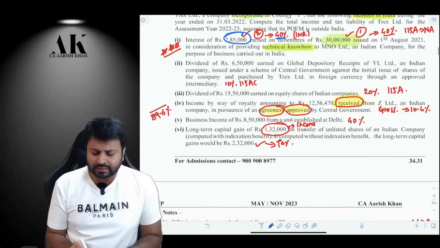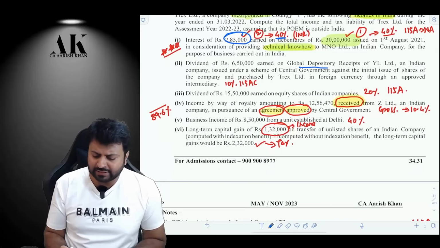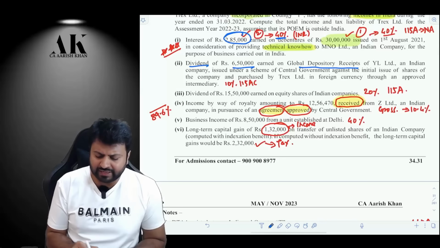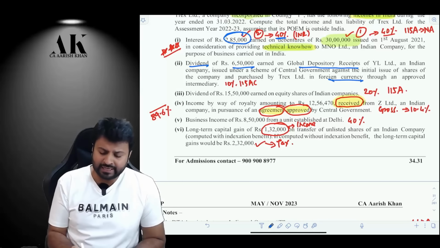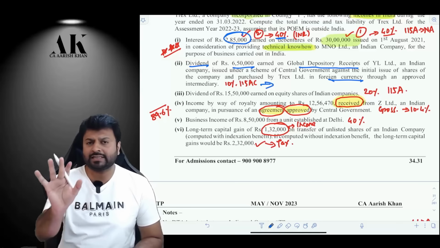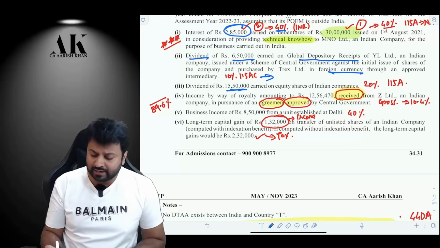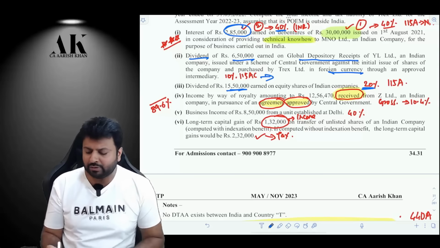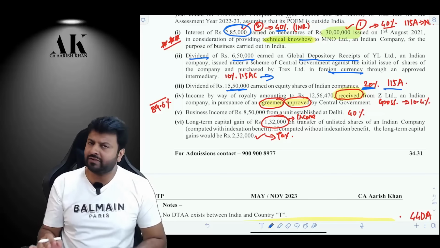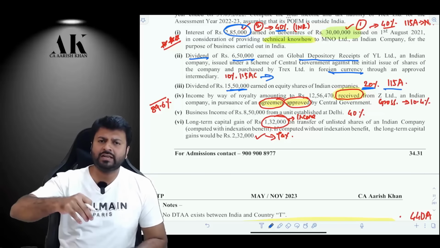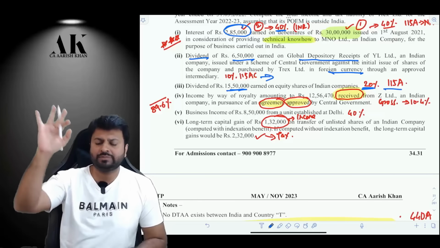Okay. Second one, the foreign company has invested in some GDR and they are earning 6,50,000 as dividend, and the GDR is also purchased through foreign currency. So this will be covered in 115AC and it will be taxed at 10%. Okay. Next, that foreign company has invested in some Indian company's equity shares. They are earning some dividend from the Indian company, that will be liable to tax at 20% under section 115A. A non-resident or foreign company investing in Indian companies and earning dividend will be subject to 20% tax.